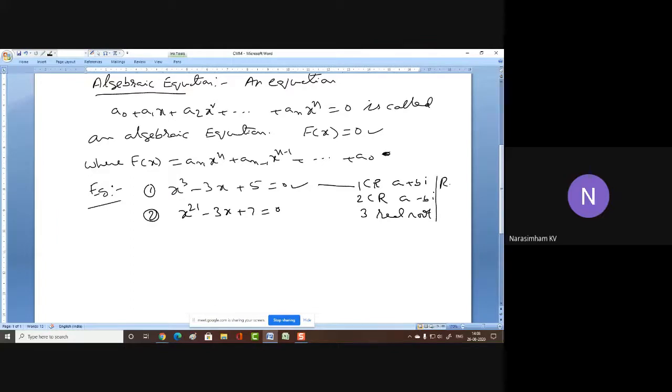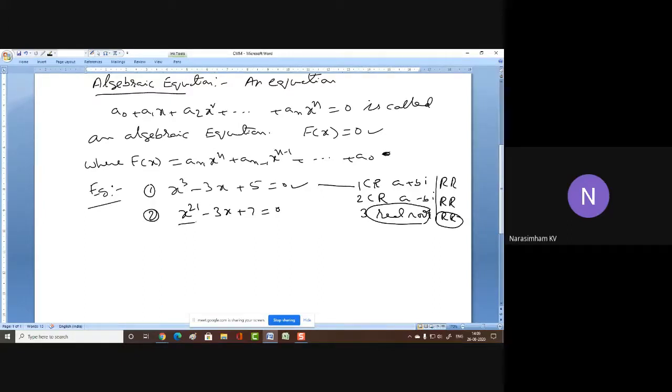Suppose the first root is a real root, the second root is also a real root, the third one is also a real root. Here only 2 possibilities are there. All are real roots, or 2 complex roots and 1 real root. So if the degree of an algebraic equation is an odd number, then this equation has at least 1 real root. This is a very, very important point.